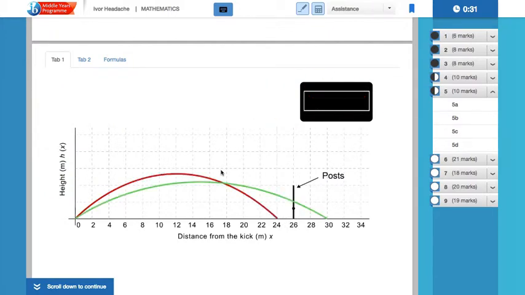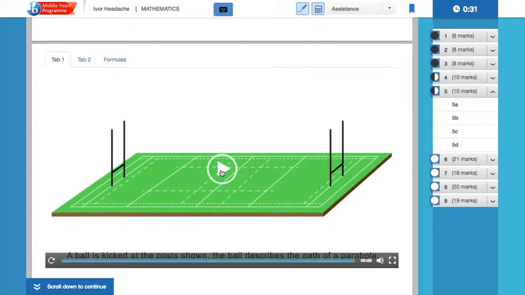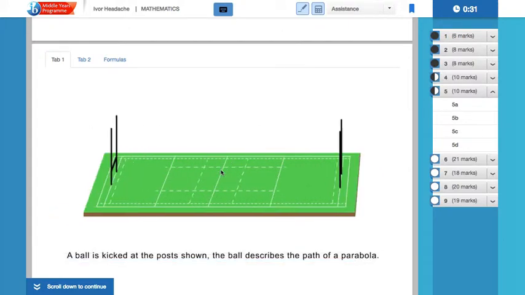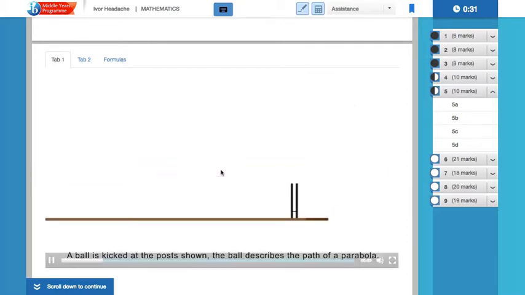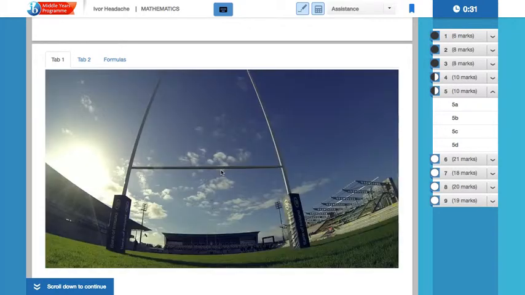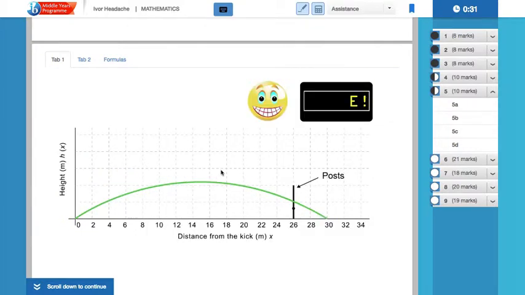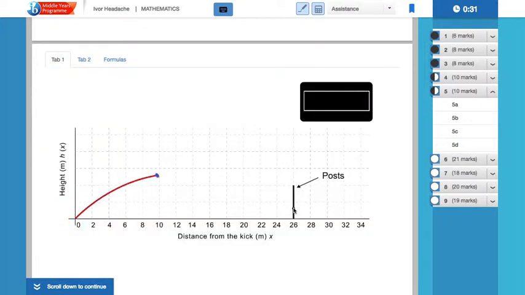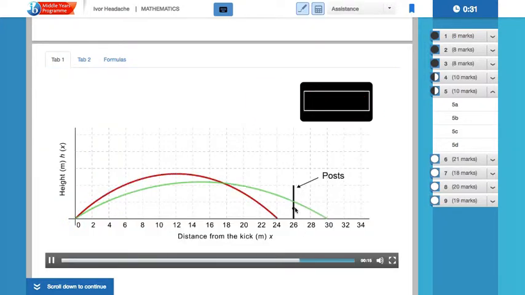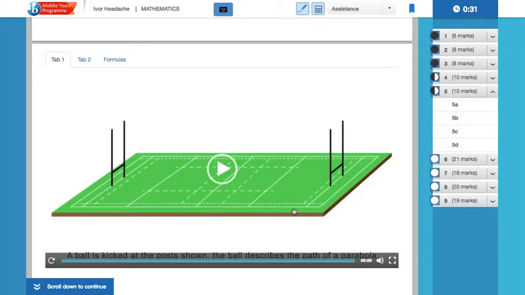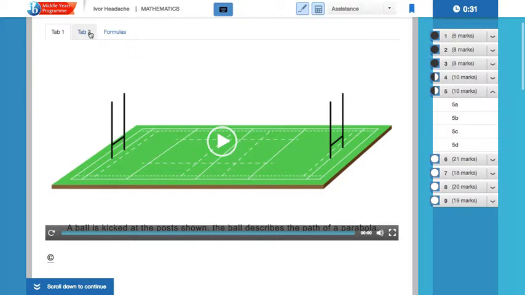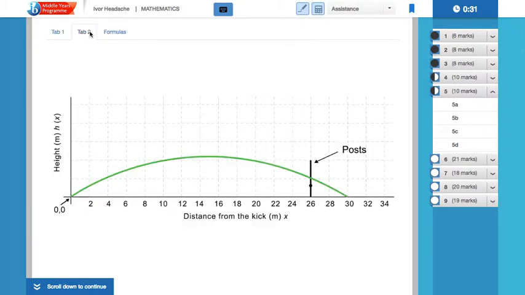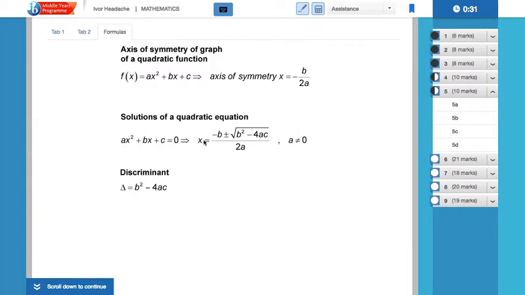Okay, so you've got a rugby ball being kicked. However it's kicked, the path of the ball is always a parabola. Either scoring, so over the posts here, or not going over the crossbar there. You've got a tab with some other information on, so you've got a tab with a successful kick, and you've got a third tab with some formulas on.